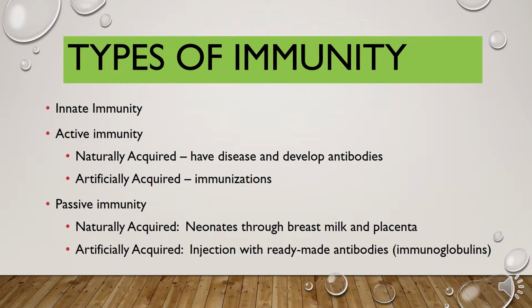And then artificially acquired passive immunity is when you get an injection with ready-made antibodies. So this is when someone would maybe get an injection of immunoglobulins. One good example of this is when patients are exposed to hepatitis A. They will get immunoglobulins afterwards to acquire immunity against this. Just know that they're not long lasting, whereas the others are going to last years to a lifetime. Any of the active immunity could last a year to years to lifetime.